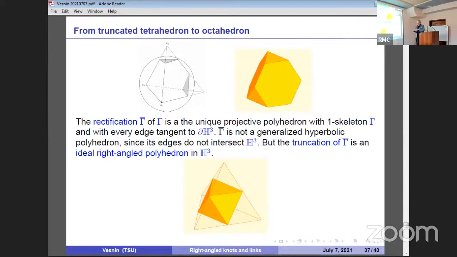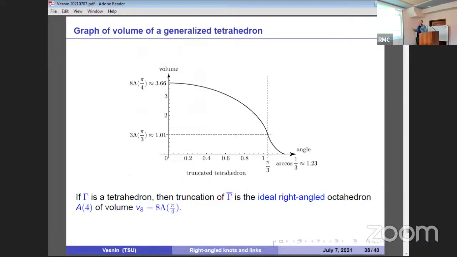Now you are in the model of Lobachevsky space, and you can talk about parabolic volume. So it's an ideal rectangular polyhedron because the vertices belong to the boundary, and all the dihedral angles are right angles. You can look at volumes depending on the angles of a triangle. So for pi over 3, you have a regular situation.